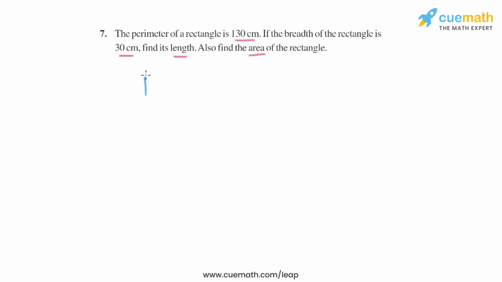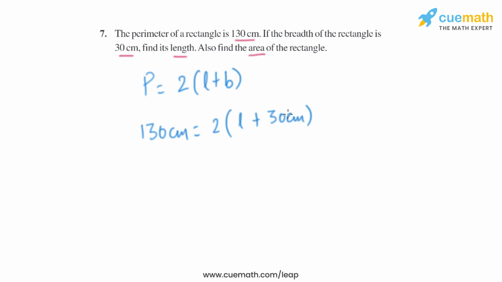And we know that the formula to find the perimeter of a rectangle is 2 into (L plus B). And perimeter is given, that is 130 centimeter, and we know the breadth, that is 30 centimeter. So we can easily find the length from here by multiplying it by 2. So it will become 130 centimeter equals 2L plus 60 centimeter.